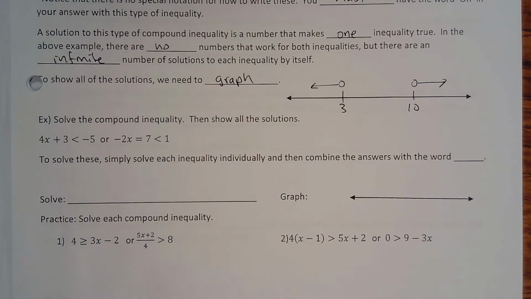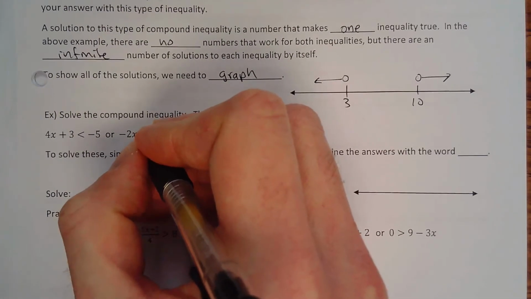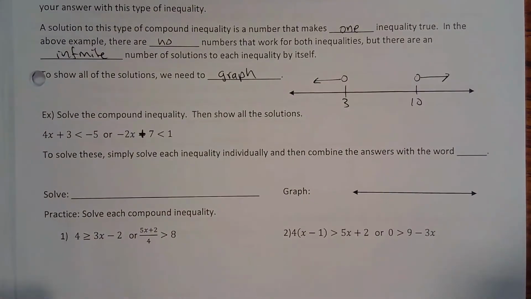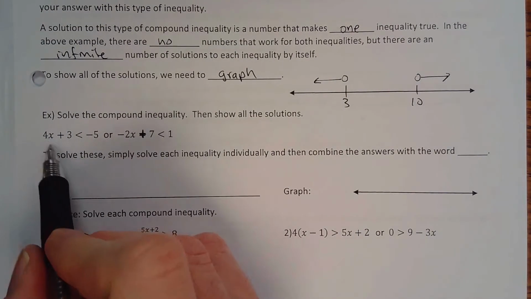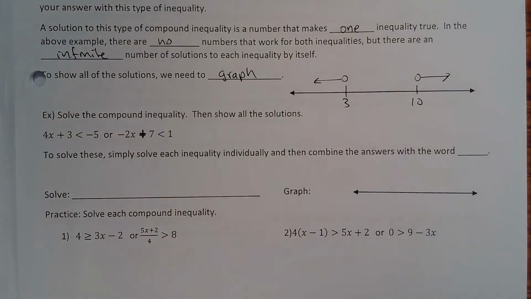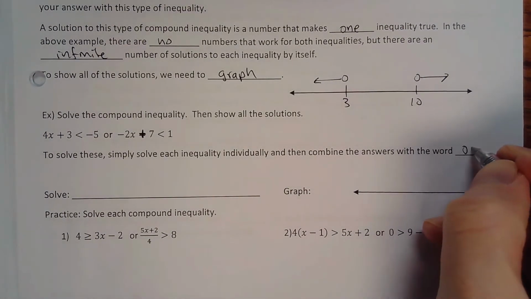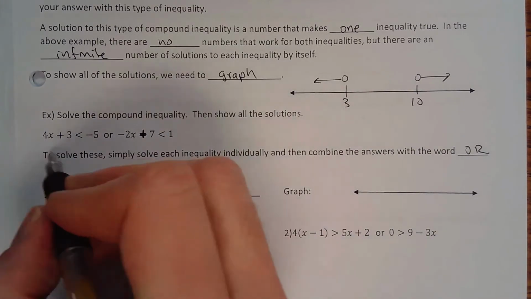Okay, now a little bit of work to do here. We've got some inequalities, and this one should be a plus. There was a typo when I printed this off. So I want to solve this compound inequality. I want to find all the numbers that meet this or meet this, one or the other. To solve these, simplify each inequality individually and then combine them using the word "or." So first, take that first one.